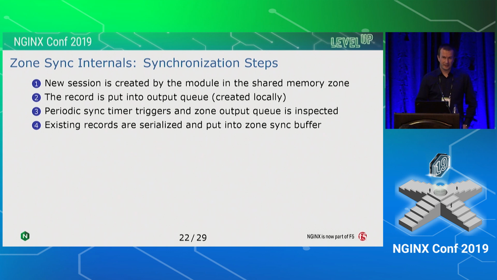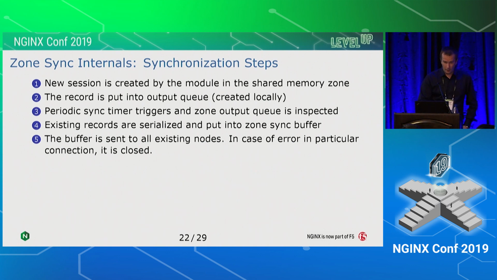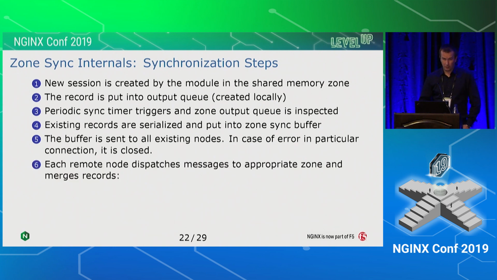And it serializes data from the output queue and puts it into the output buffer. And finally, the buffer is sent to all existing nodes. If there is an error on some particular connection, this connection is closed. And on the remote side, when a message is received, this data needs to be inserted back to the shared memory zone.